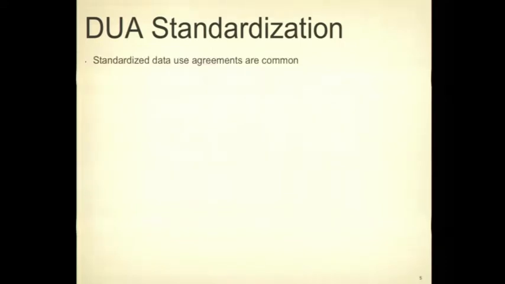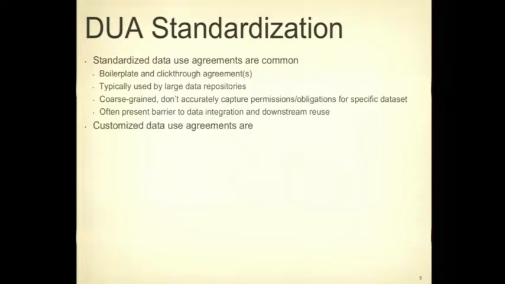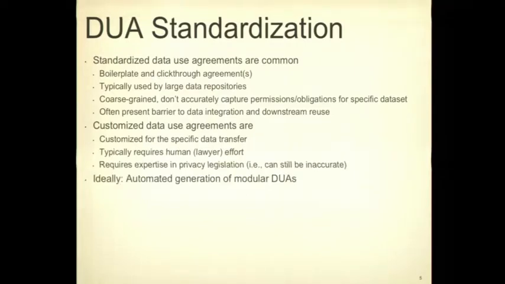And what this means is that they're very much unstandardized. Standardized data use agreements are common, but they tend to be boilerplate at a very high level. So a very standard agreement gives you some coarse-grained permission over some common sorts of data from common sources, and the rest are customized on a case-by-case basis. Usually customized for a particular data transfer. They require a human to look at it.